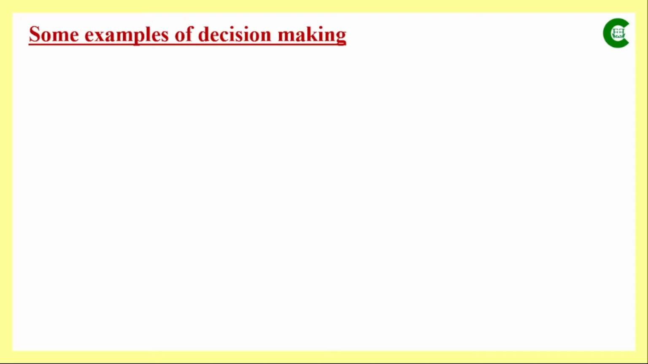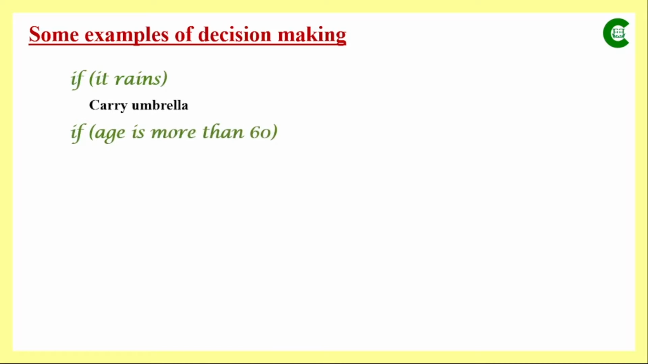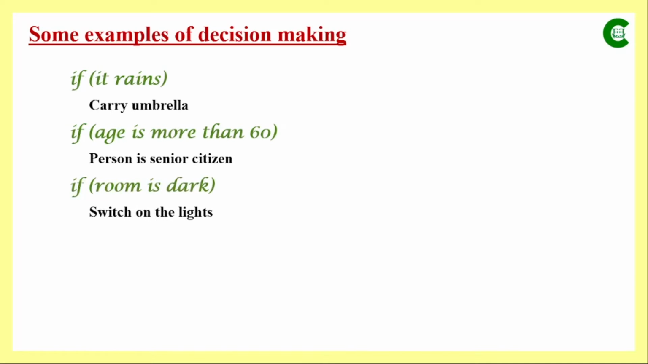So in today's class, first we quickly revise the if-else statement, and then we will go to the nested if-else part. So first we will see some examples of decision making based on some conditions. If it rains, then we will carry an umbrella. If suppose the age is more than 60, then the person will be declared as senior citizen, otherwise not. If the room is dark, then we will switch on the lights, otherwise not.